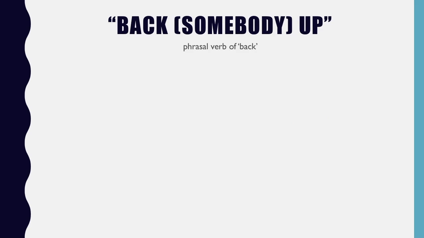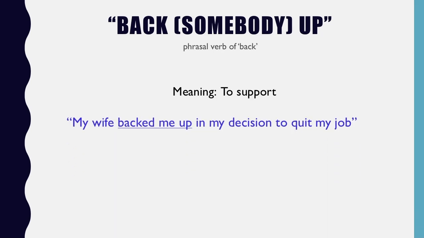Our next phrasal verb is back somebody up. This is a phrasal verb from the verb back, and the meaning is to support somebody. An example is, my wife backed me up in my decision to quit my job. So if you back somebody up, you support them in whatever they decide. This is an example of a separable phrasal verb, as you can see in the example, my wife backed me up. We could say, I backed him up, or she backed me up. This phrasal verb is also transitive, so it does not work unless it has an object.